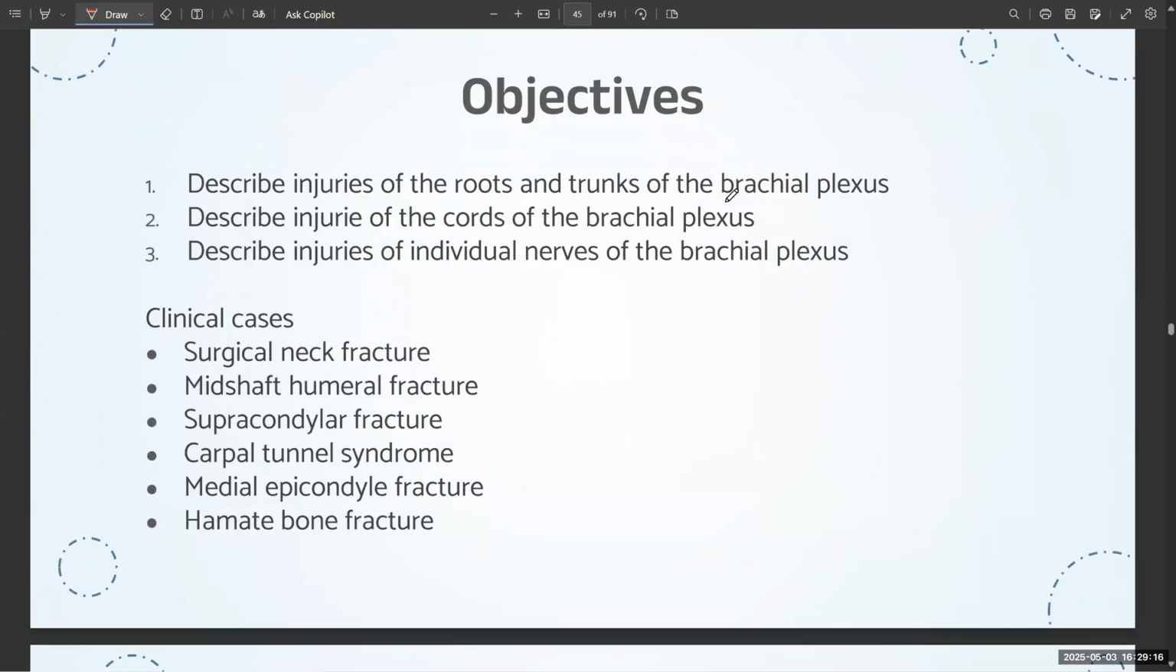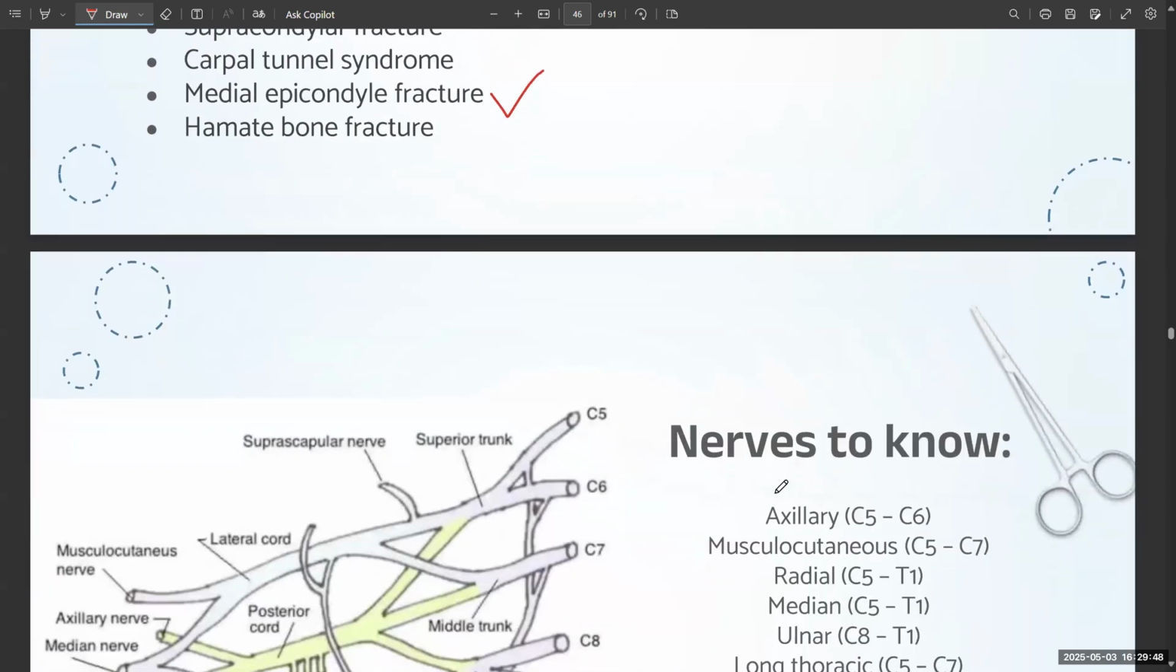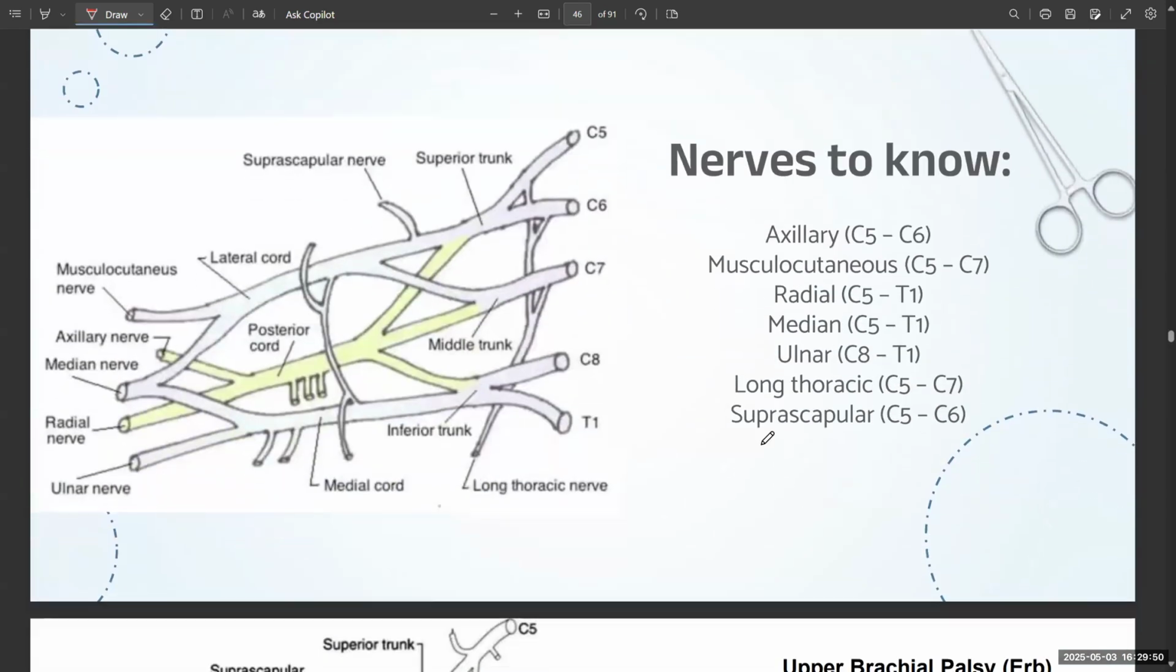So, objectives. Describe injuries of the roots and trunks of the brachial plexus. Describe injuries of the cords of the brachial plexus. Describe injuries of the individual nerves of the brachial plexus. And then for the clinical cases, we have the surgical neck, midshaft, supracondylar, and medial epicondyle fractures that we already talked about in the previous section. What's new here is carpal tunnel syndrome and the hamate bone fracture. Okay? Now, let's move on to the nerves that we have to know.